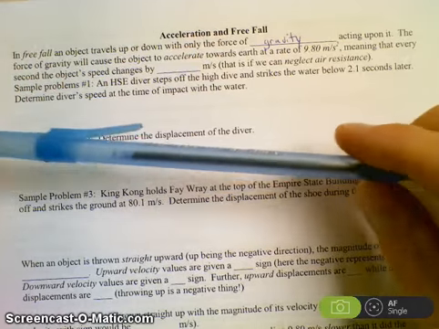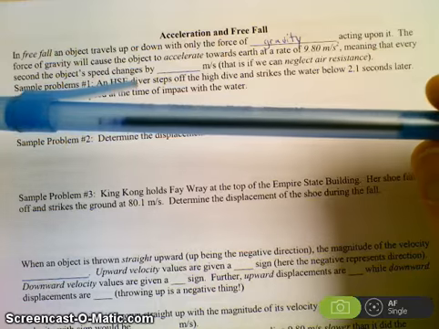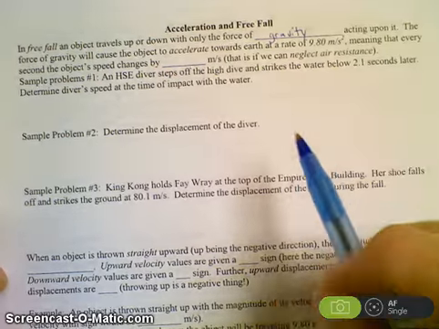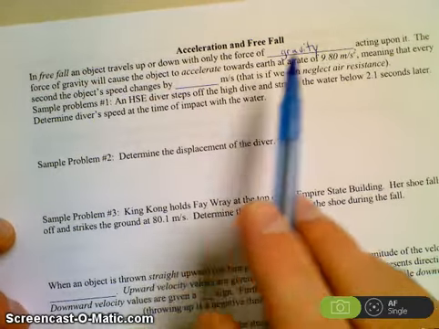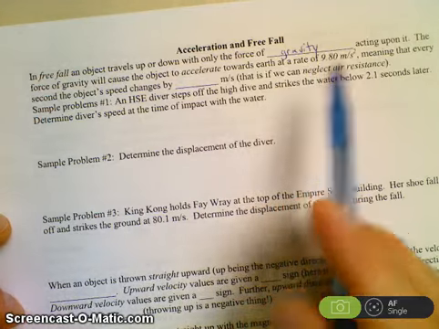Same thing if you threw it up. It's going to have an initial velocity upward. It's then going to come to a stop at the top and then turn and accelerate as it reaches back to the ground. Again, that's what this discusses here, and that rate of acceleration is 9.80 meters per second squared.